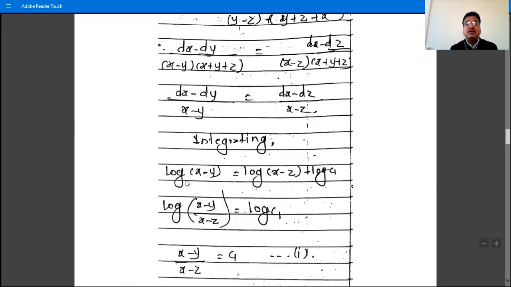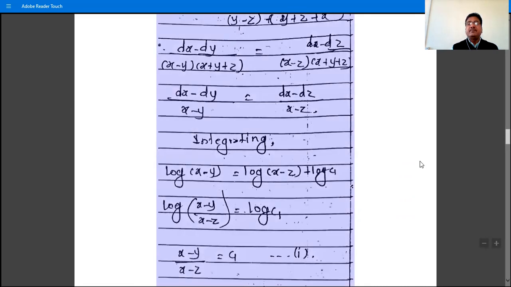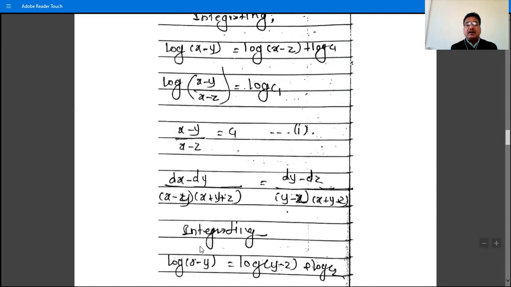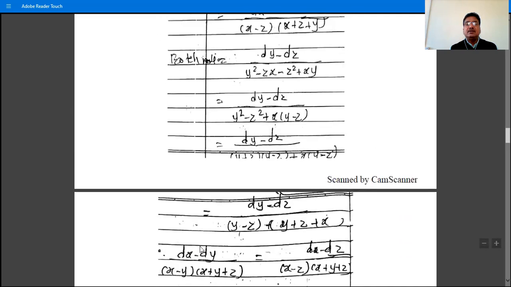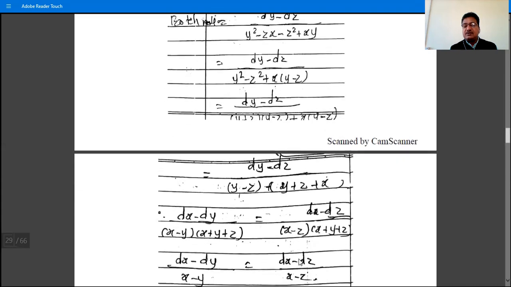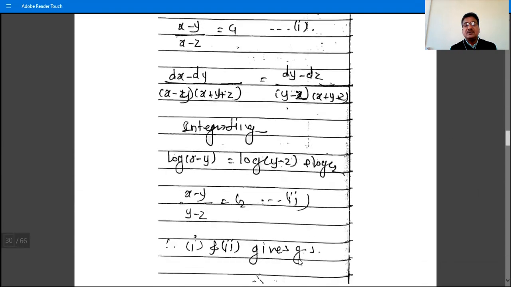Its integration is what? By using the rule, integration of f dash x divided by fx, what we have? Log x minus y. The derivative of log x minus y is what? Dx minus dy, and the derivative of x minus z is dx minus dz, and plus log of c1 as a constant of integration. And then cancel log of both sides. We have this solution. And out of these three ratios, consider now first and third, or second and third. We get the second solution.